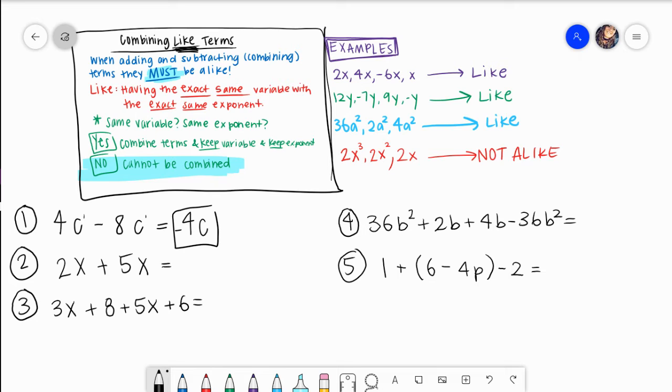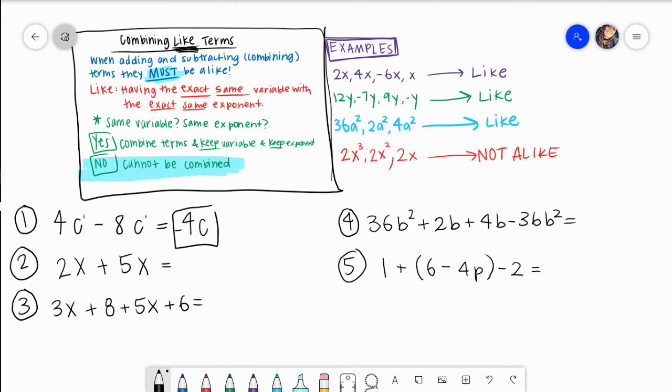So do you see what I'm saying? You look at the actual coefficients, the numbers, the numerical value that you have. Combine those, right? Paying attention to the signs, of course, and then keep and keep. When you add and subtract variables, you keep and keep, okay? That's why they have to be the exact same.